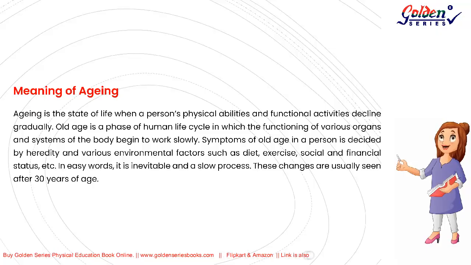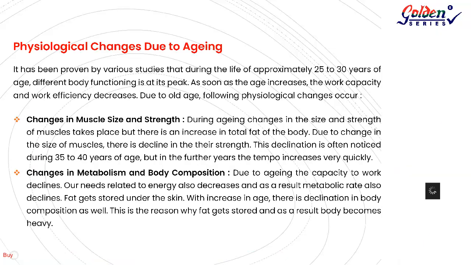Old age is a phase of the human life cycle in which the functioning of various organs and systems of the body begins to work slowly. Symptoms of old age in a person are decided by heredity and various environmental factors such as diet, exercise, social and financial status, etc. In easy words, it is inevitable and a slow process. These changes are usually seen after 30 years of age.